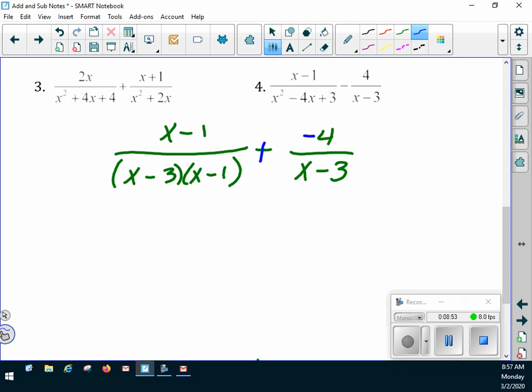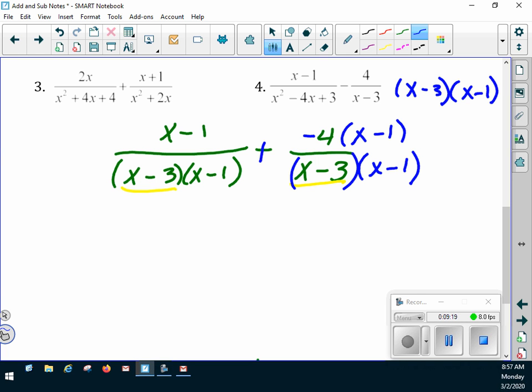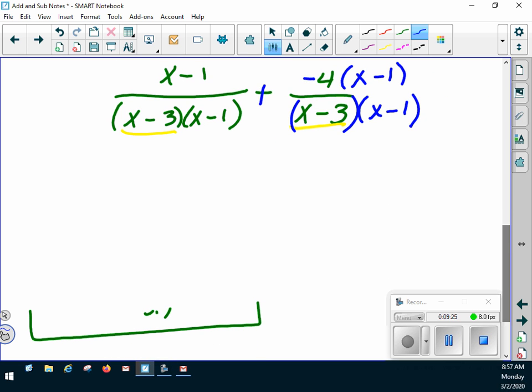All right, what's our common denominator? X minus 3 is what's common to both. So that takes care of this and this. Good. And then an x minus 1. That's right. All I have to do is multiply over here by x minus 1. Now that I've got a common denominator, I'm just going to write down my denominator.